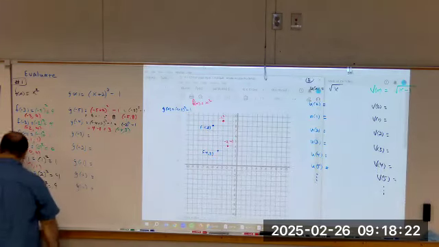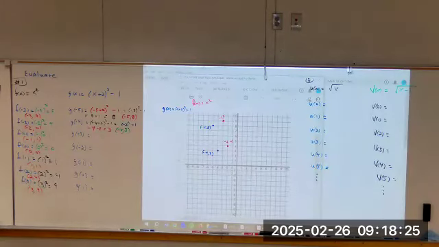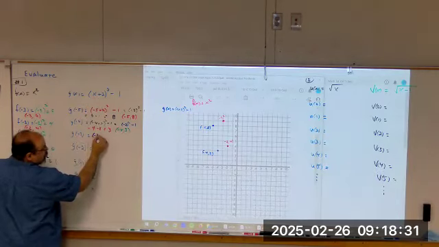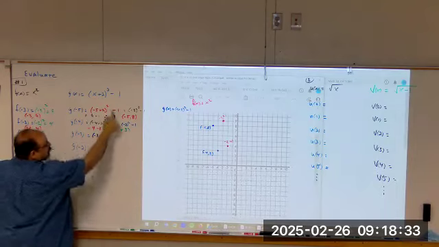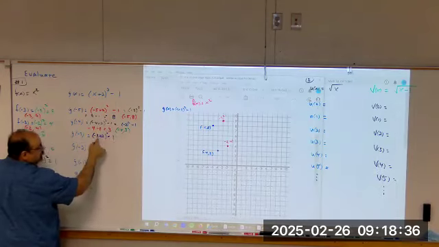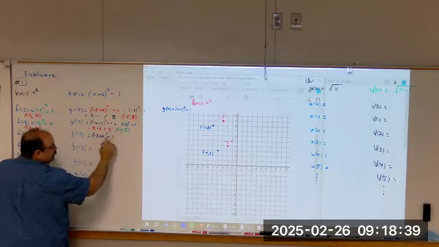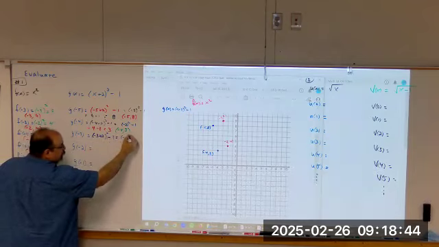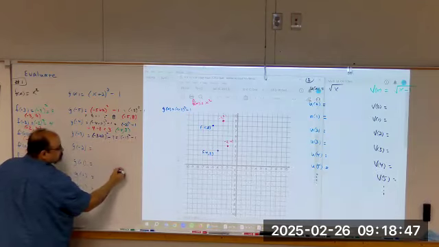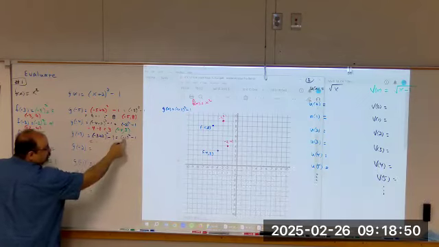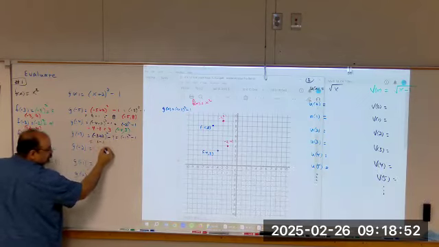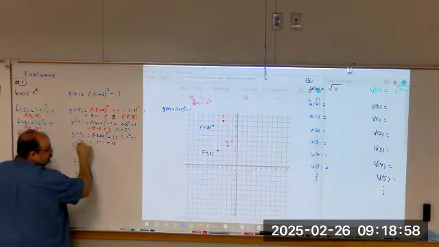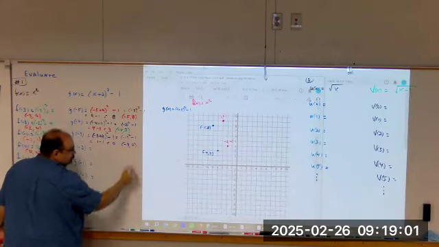Plug in -3. So in the parentheses, -3 plus 2. And then we square it and take away 1. -3 plus 2 is parentheses -1 squared. And then we take away 1. So -1 squared is +1 minus 1. And then 1 minus 1 is 0. So when we plug in -3, we get 0.